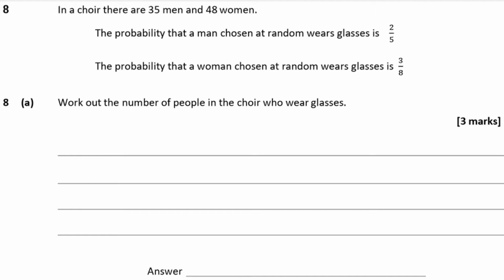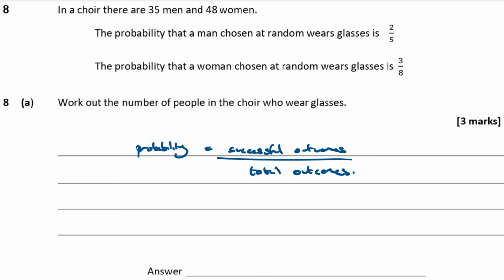Okay, well, probability is equal to successful outcomes divided by total outcomes. Okay, that's the probability formula. Let's take this first one. The probability that a man chosen at random wears glasses is 2/5. Okay, so that means the probability of man, glasses.